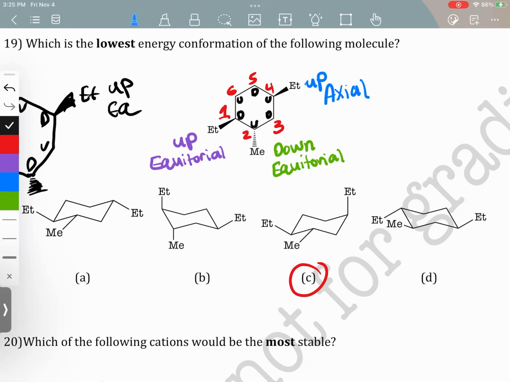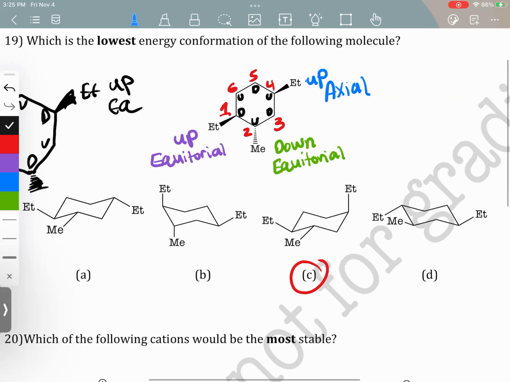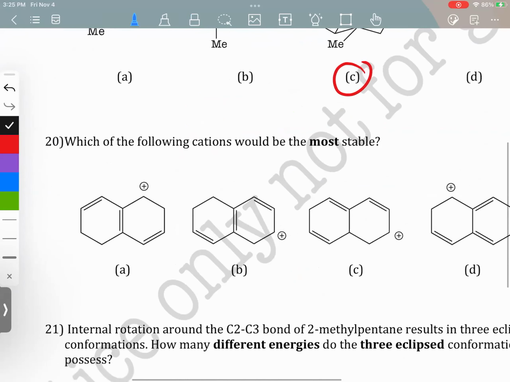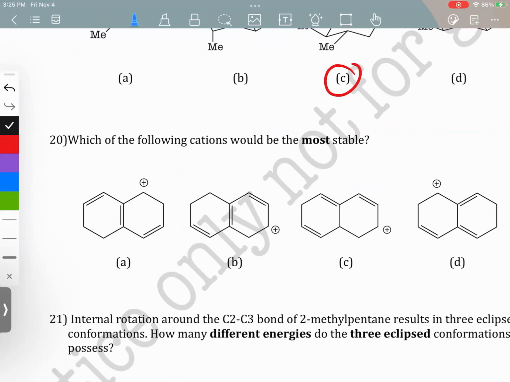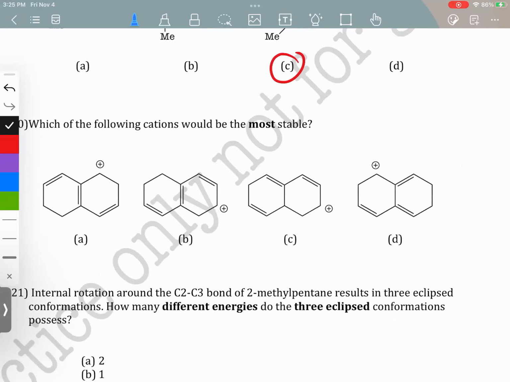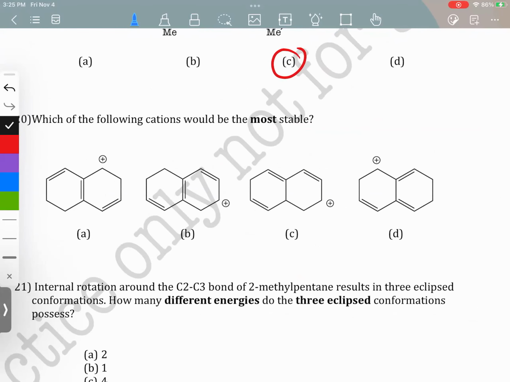Question of today. So, let's move on to 20. Which of the following cations would be most stable? Ooh, so you're looking at all these molecules. You're like, well, what am I supposed to do? What do you think you have to do to determine their stability? What can happen with all of these molecules here? Resonance, right? Yeah, resonance.